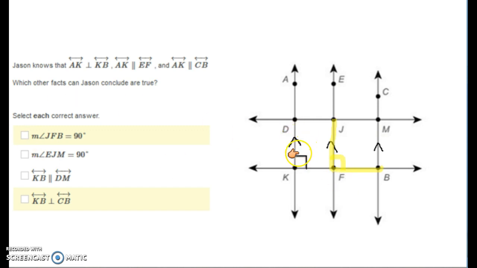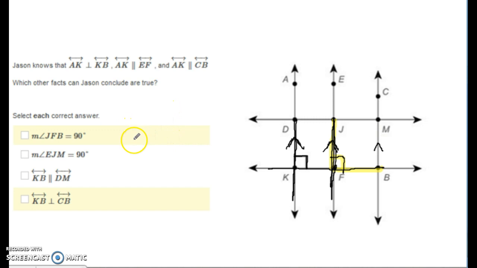And the reason we know is because, let me highlight this. This line right here, KB, is intersected by this line, DK, and this line. And both of those are parallel. If two parallel lines intersect the same line, then they're going to meet at the same angle. So since this angle is 90 degrees, that one is also going to be 90 degrees.